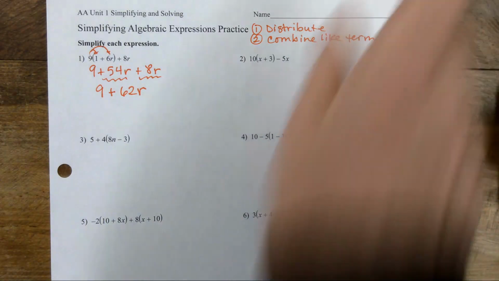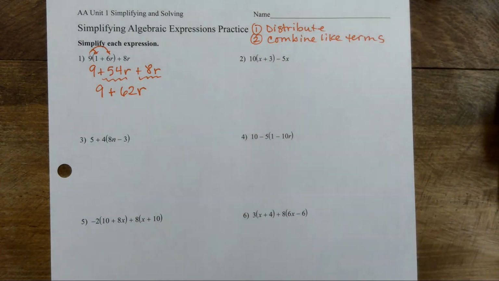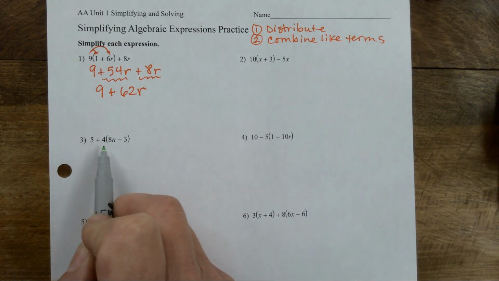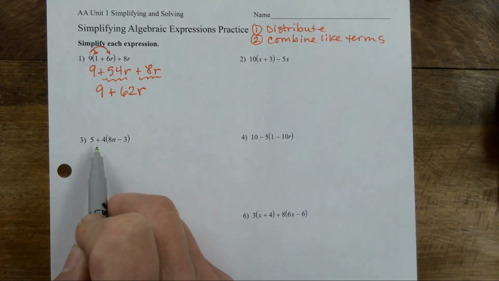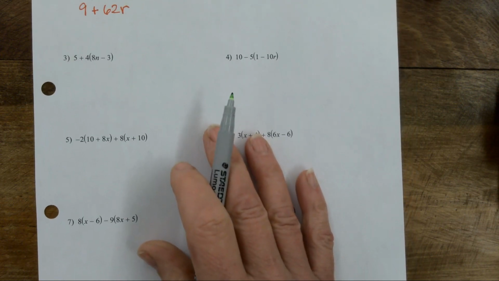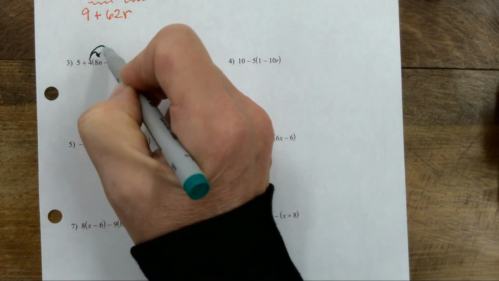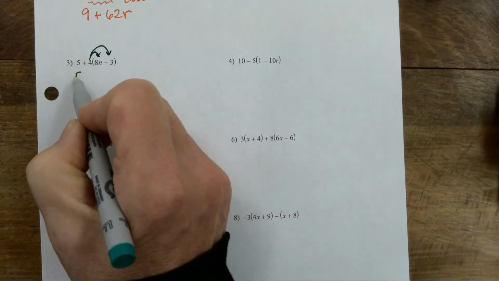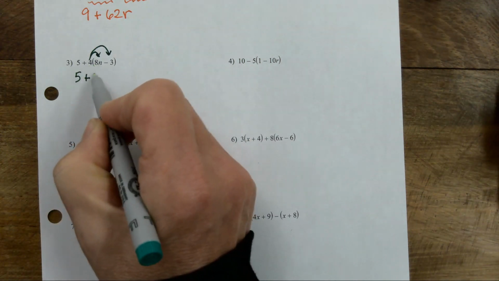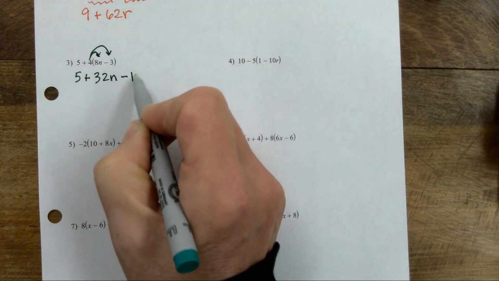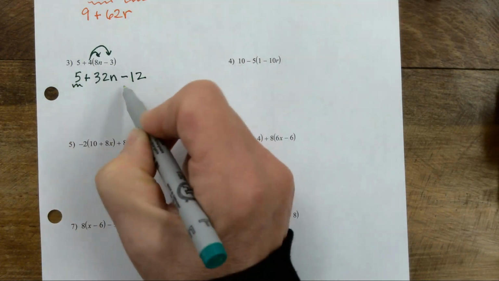A problem that arises when you do some of these is that you'll see, like in problem number 3, 5 plus 4. And a lot of times we feel like 5 plus 4, that looks easy. I can just add that together, but you can't. You have to distribute first. Very important. The 5 gets brought down. 4 times 8, 32n, minus 4 times 3, 12. And then combine like terms.